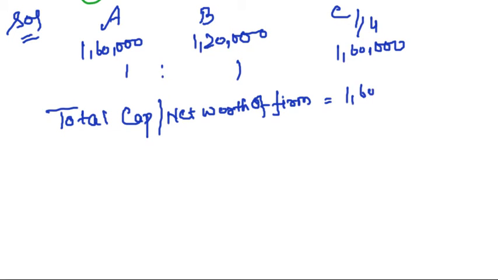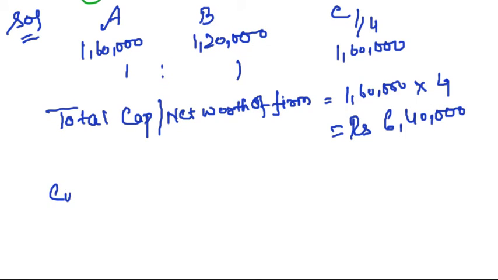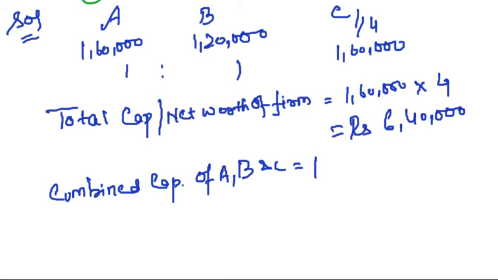How? 1,60,000 multiplied by 4, the reciprocal of share. This comes to rupees 6,40,000. Now we see the combined capital of A, B and C. This is 1,60,000 plus 1,20,000 plus 1,60,000.